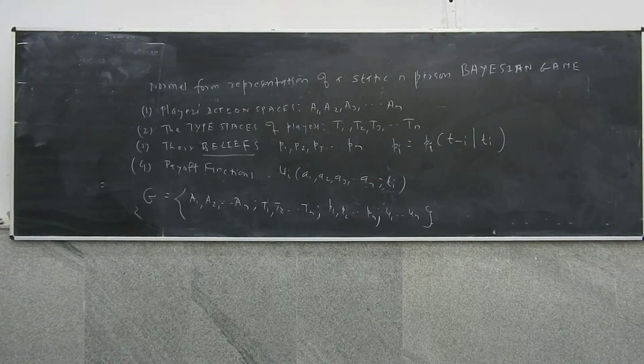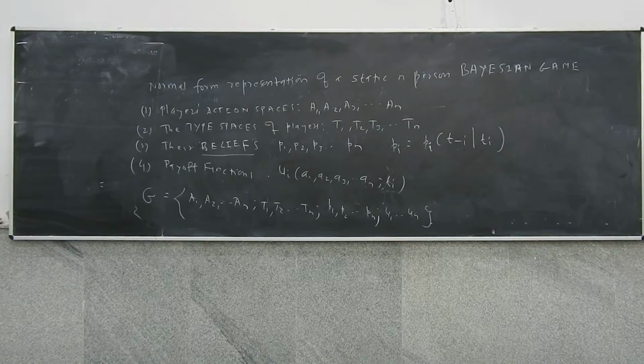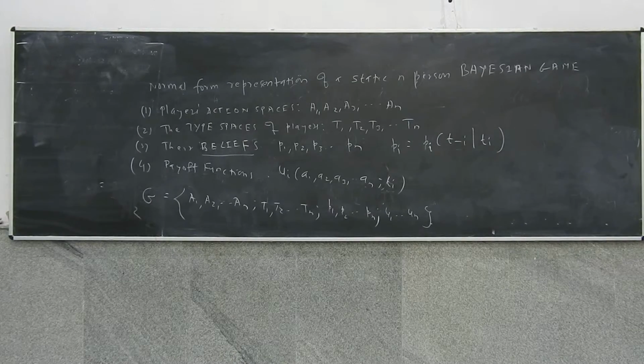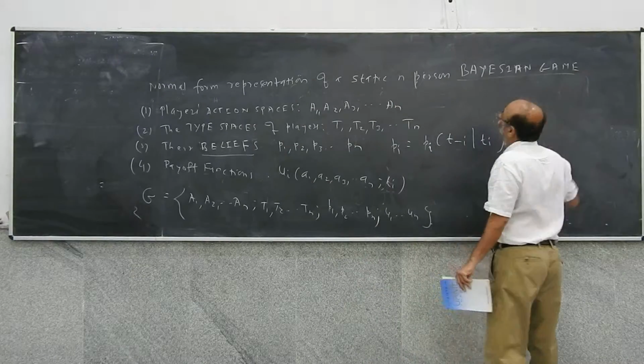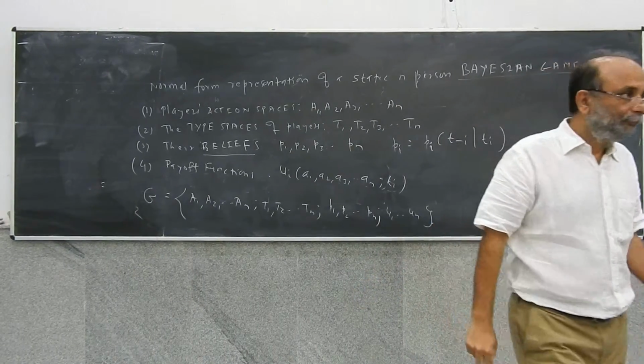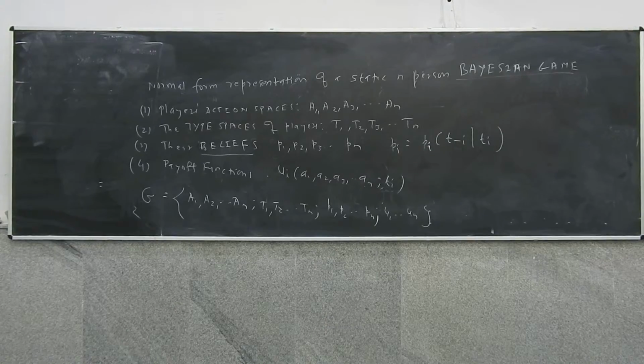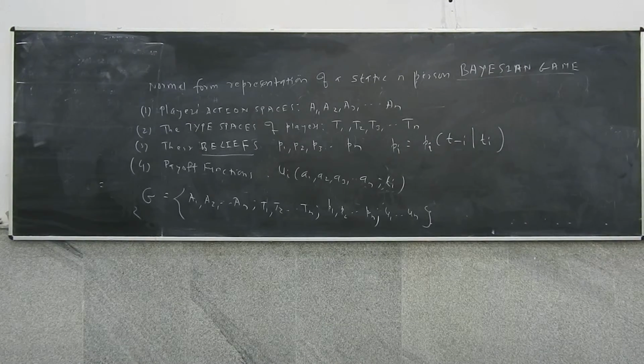if you put all these things together, you have a Bayesian game, a static Bayesian game, where you specify the action spaces, the type spaces, the probabilities, and the payoff functions. Then you have a static n-person Bayesian game.